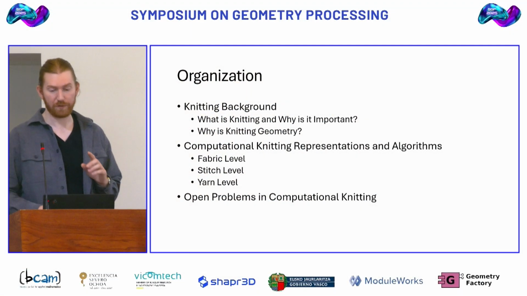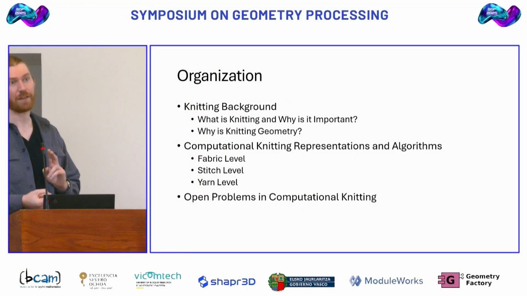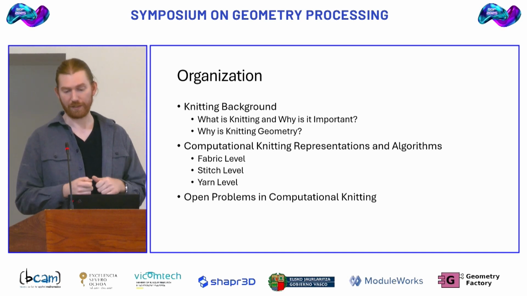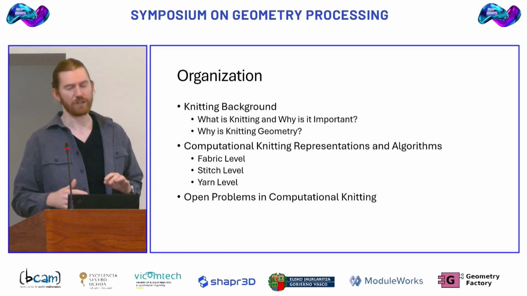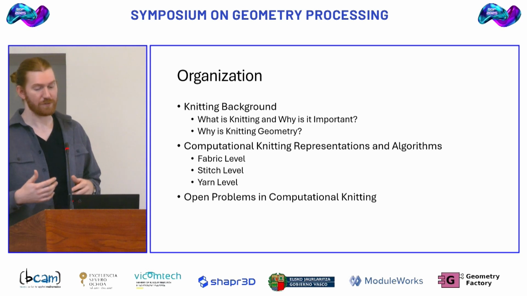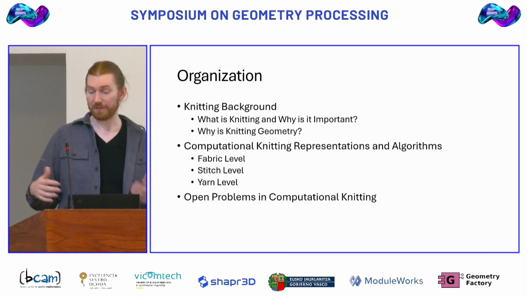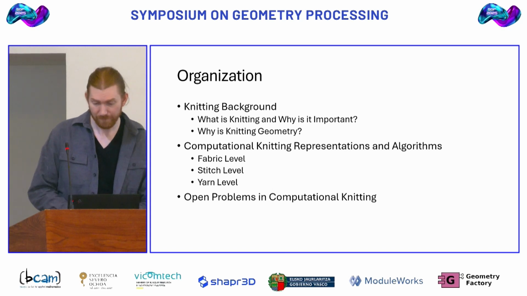Then we're going to talk about computer representations for knitting at 3 levels of abstraction: the fabric level, the stitch level, and then the yarn level. And we're going to discuss some of our work at each of those. And then we're going to finish by introducing some interesting open problems in computational knitting that may hopefully inspire you to pick up the needles yourself.